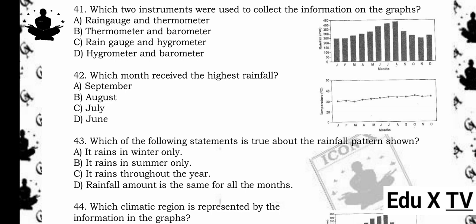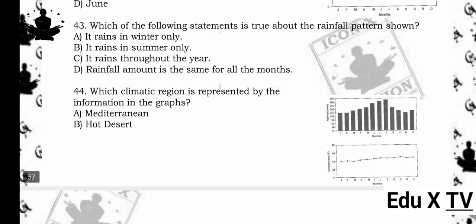43. Which of the following statements is true about the rainfall pattern shown? A. It rains in winter only. B. It rains in summer only. C. It rains throughout the year. D. Rainfall amount is the same for all the months. The answer is C. It rains throughout the year. Reason being, rainfall is recorded every month, although the amount varies.